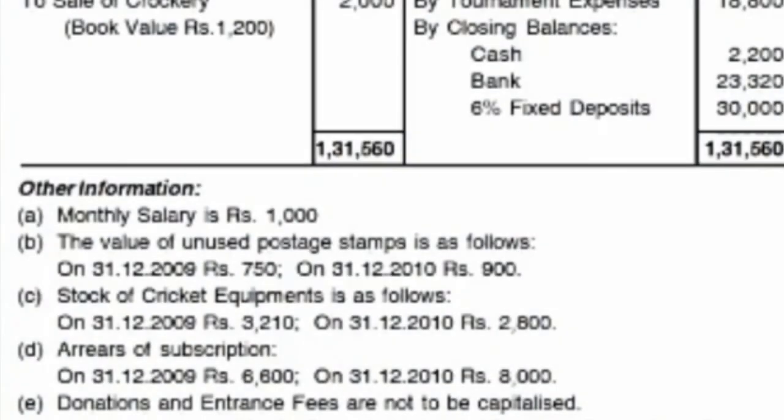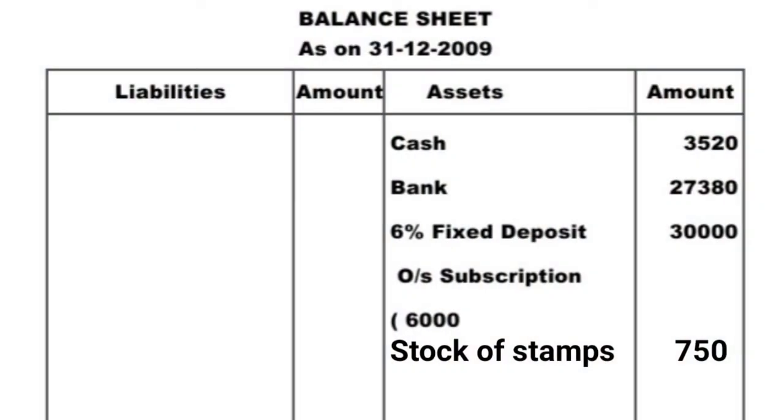Then the third additional information. Stock of cricket equipments is as follows. 31st December 2009, rupees 3,210. On 31st December 2010, rupees 2,800. This is the balance of cricket equipments. This is our asset. One is the closing balance of the last year and the other is the closing balance of the current year. So, in the last year balance sheet asset side, we can write cricket equipment rupees 3,210. This cricket equipment is a fixed asset.